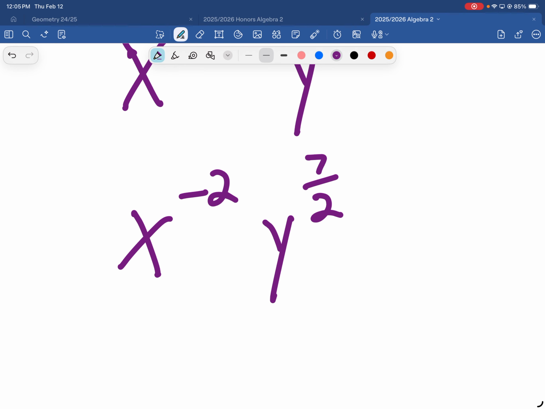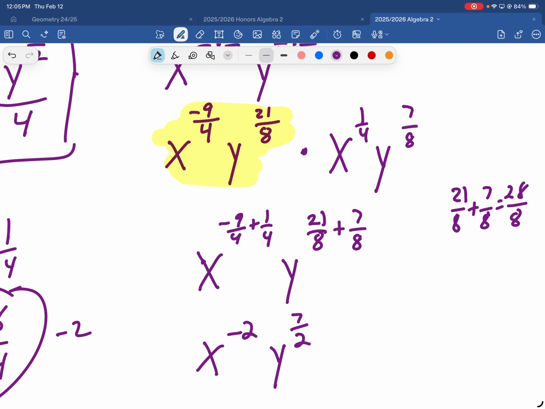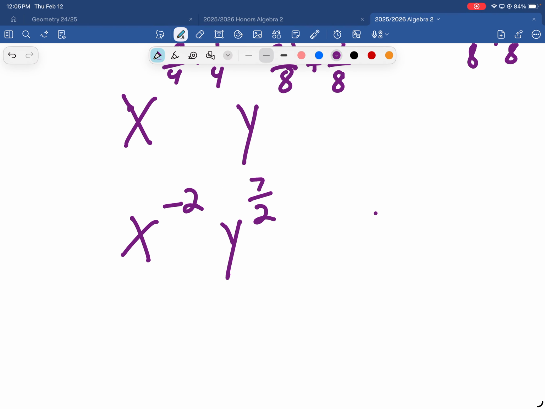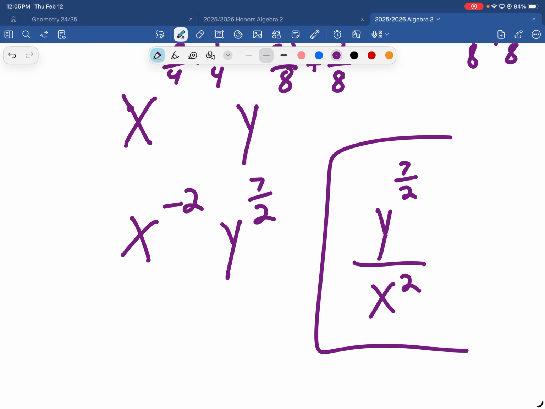Wait, wasn't it negative? No. Nope. x is negative. So it'd just be y to the 7 halves over x squared.